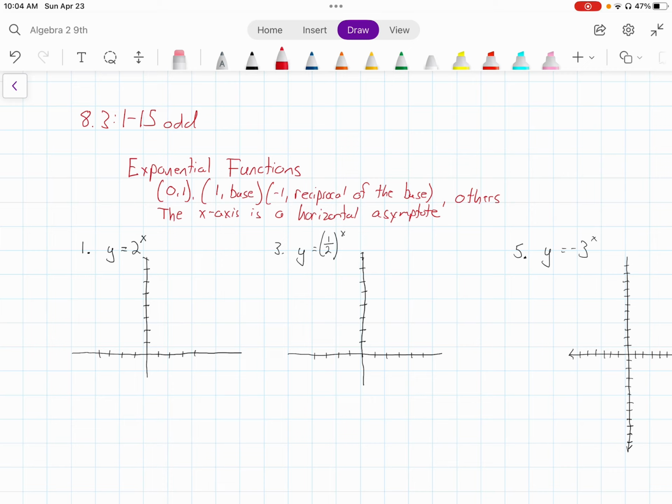And we have to know that the x-axis is a horizontal asymptote. And also remember, this is for the parent function. We might have to move things if necessary. Move them up or down or left or right or flip them over.